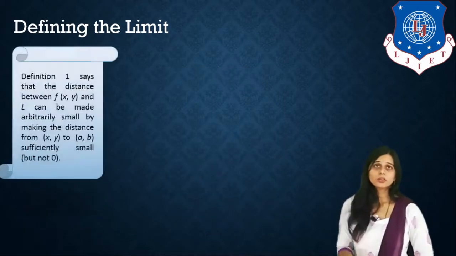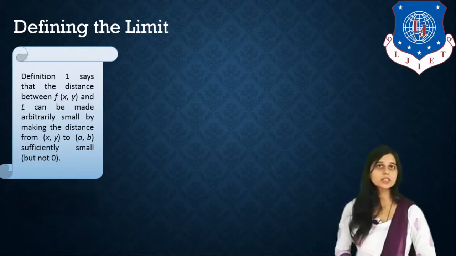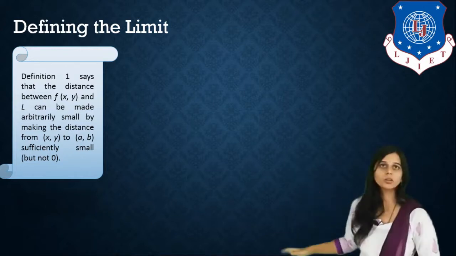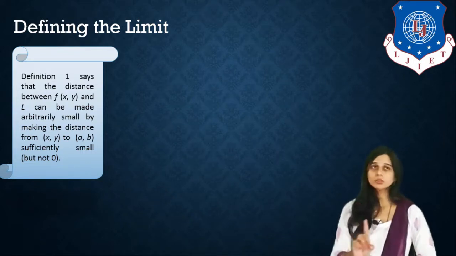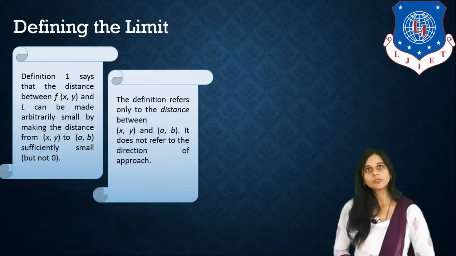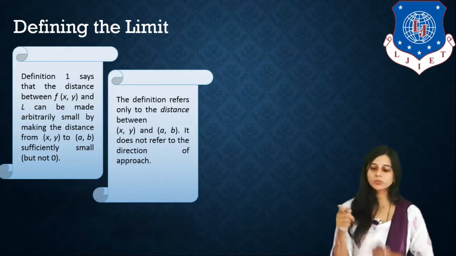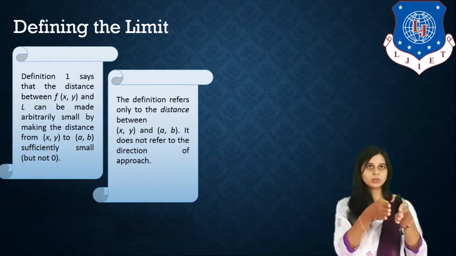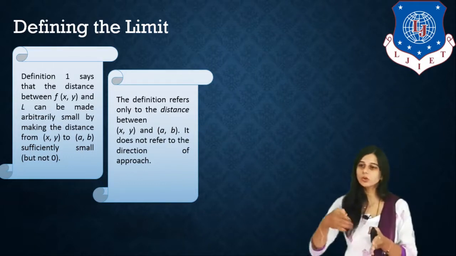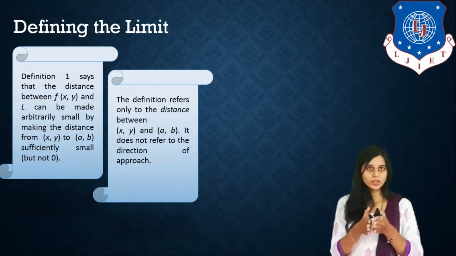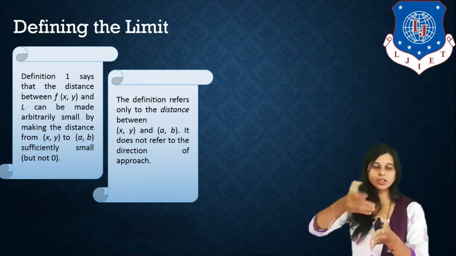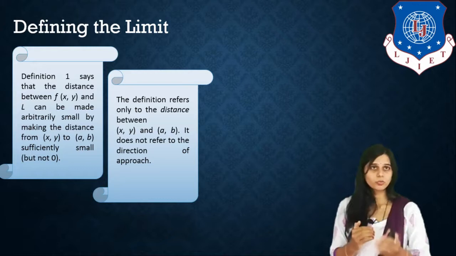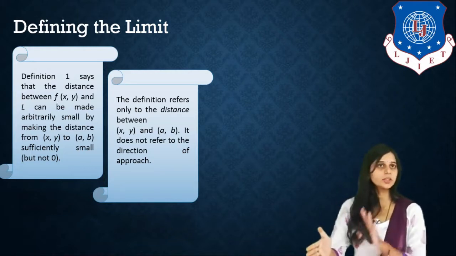and the distance from (x, y) to (a, b) is less than delta, then the absolute value of f(x, y) minus L is less than epsilon. Defining the limit. So definition 1 says that the distance between f(x, y) and L can be made arbitrarily small by making the distance from (x, y) to (a, b) sufficiently small but not 0. The definition refers only to the distance between (x, y) and (a, b), it does not refer to the direction of approach. If (x, y) approaches (a, b) along a linear path, a parabola, any type of direction, we are focusing on the distance, not the directions.